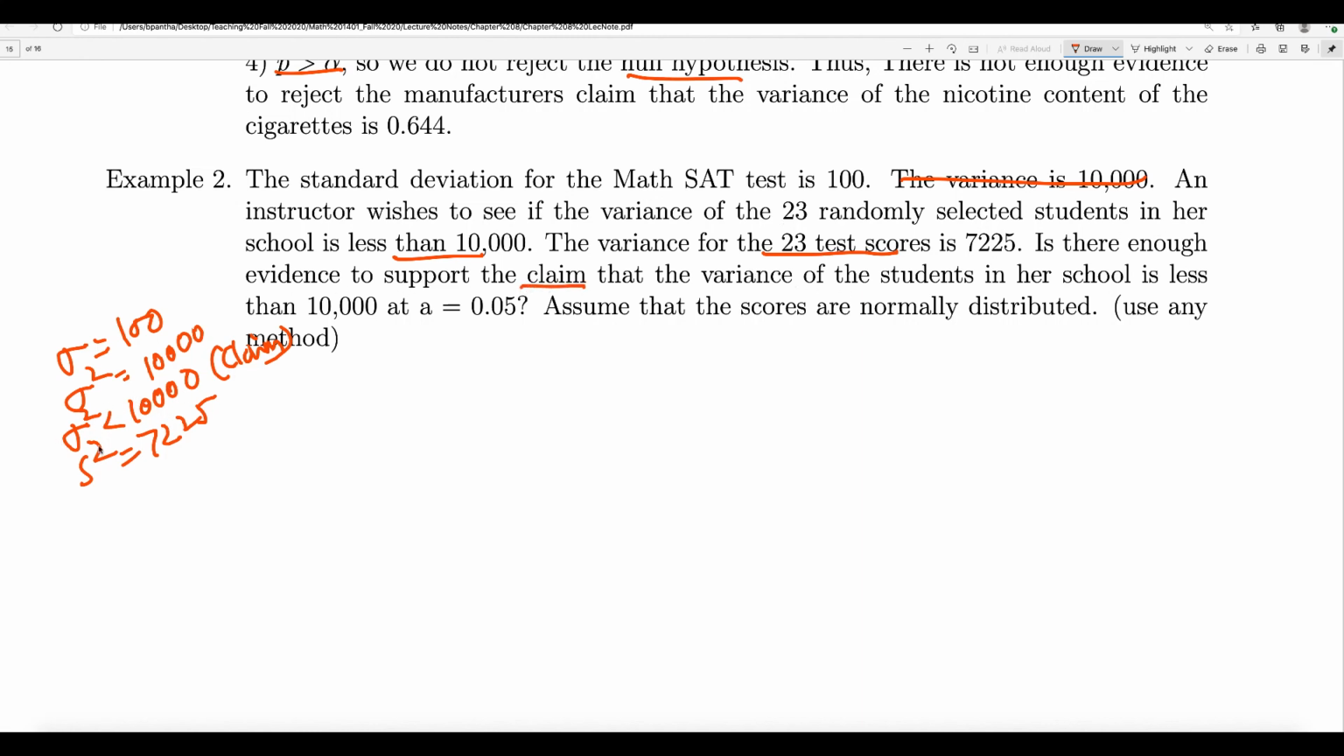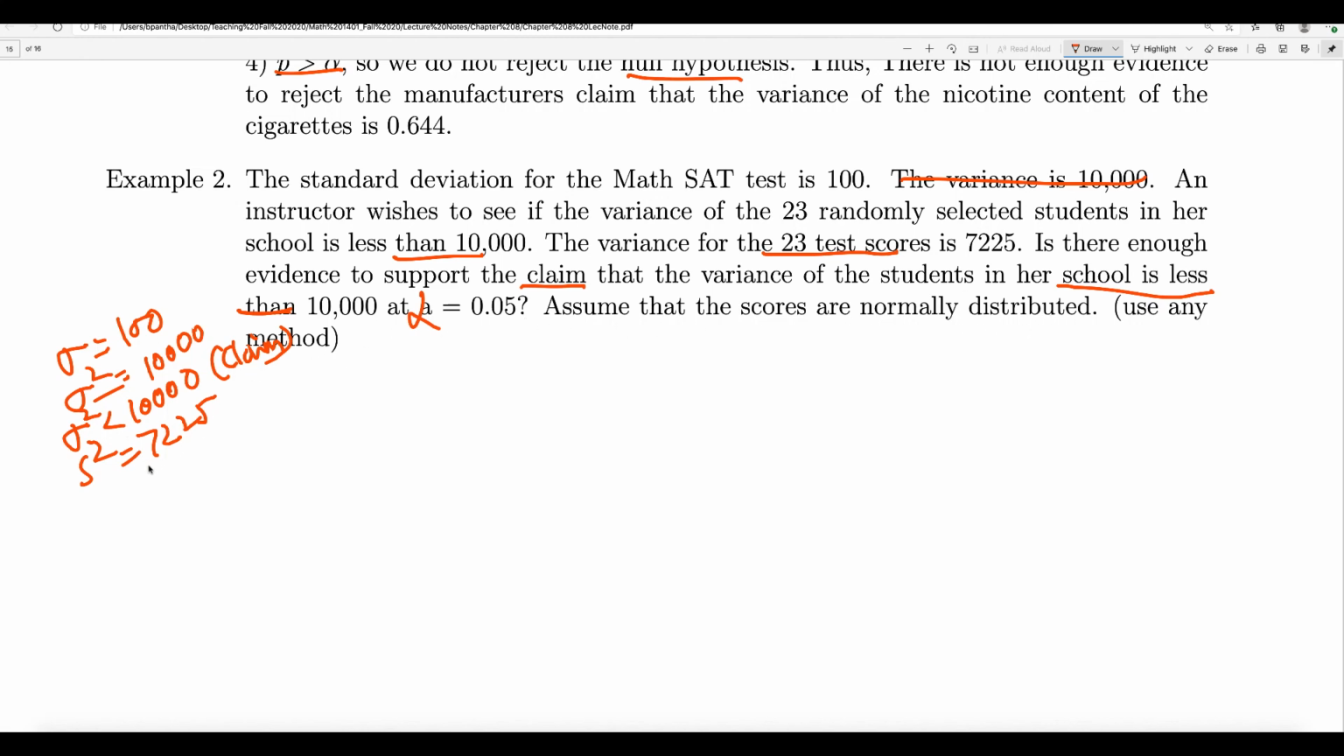Do we support this or not? That's what it is saying. Okay, that is the alternative hypothesis, that the variance of the scores in our school district is less than 10,000. Since it says less than, there is another evidence that it is the alternative hypothesis, because it doesn't say less or equal. If it says less or equal, that would be the null hypothesis. But it says less than 10,000 at alpha equals 0.05. Assume that the scores are normally distributed.